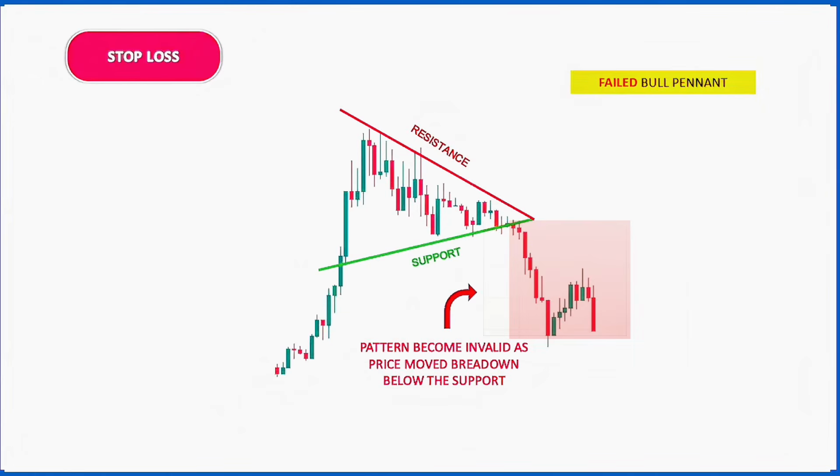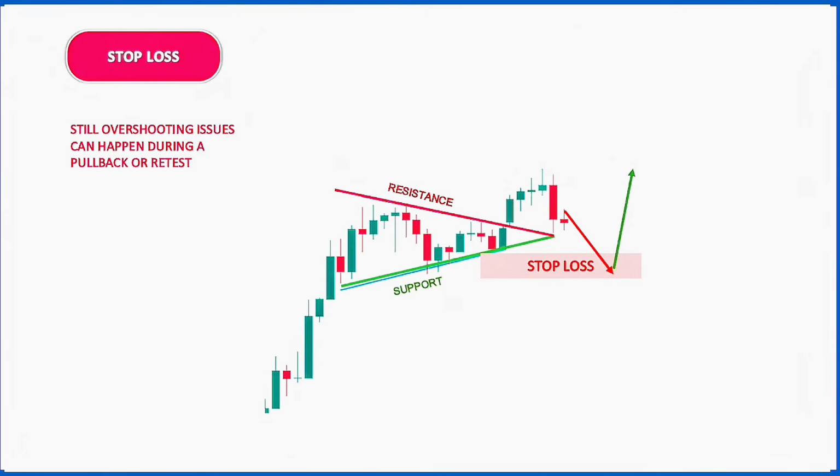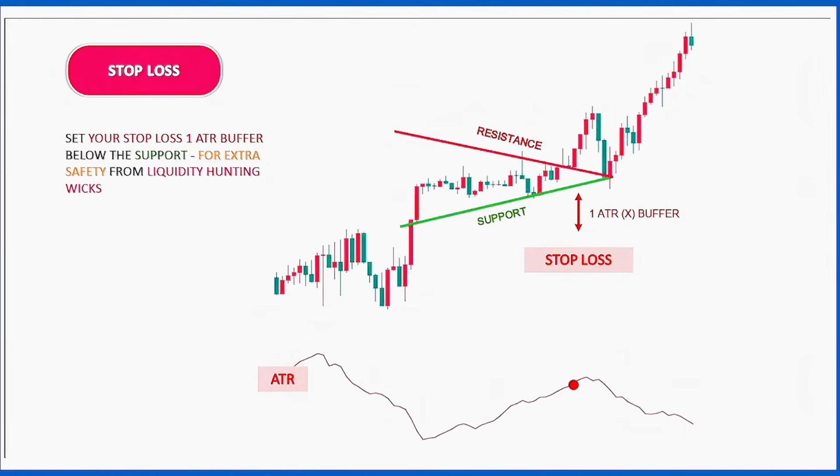In the case of a bull pennant, the setup is no longer valid when price breaks and closes below the lower trendline support. So, place your stop loss below the bottom trendline support, or more precisely, below the swing low of the pattern. But there's a catch. Because of overshooting and long wicks, a tight stop can get triggered even when your trade idea is still correct. To protect yourself, use an ATR (average true range) buffer.